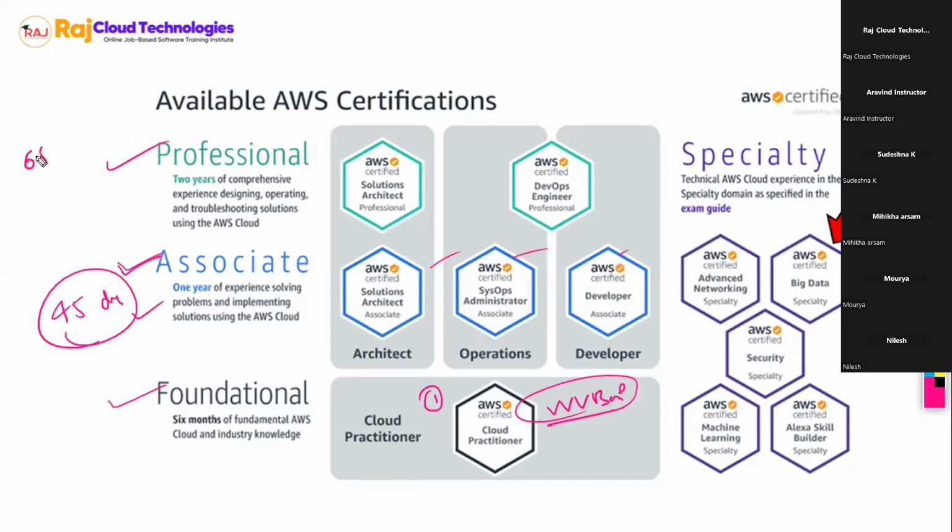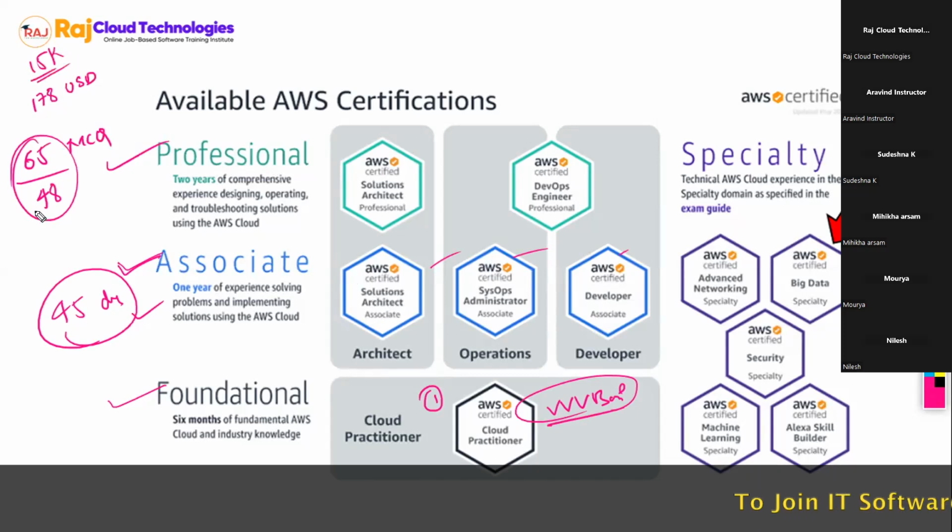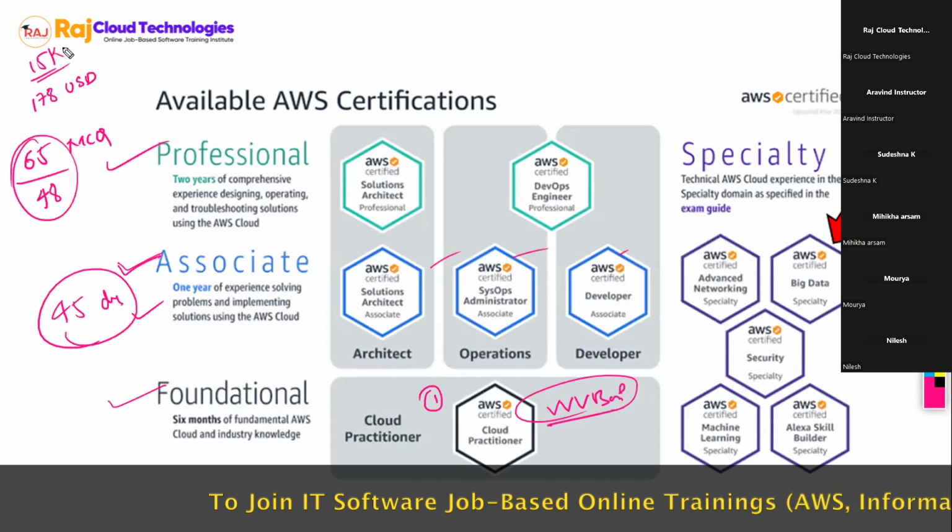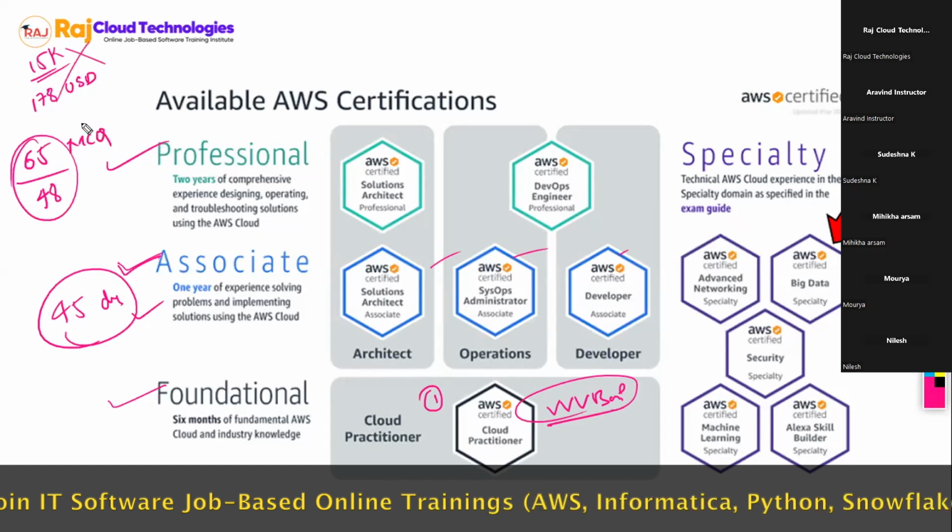They will ask 65 multiple choice questions. Out of 65, you need to attempt a minimum of 48. For the price of the certification, you need to book the slot for this AWS certification. It is around 178 US dollars, almost 15,000 Indian rupees you need to pay to get this certification. And that too, only if you pass will you get certified. Else, this money is wasted. Again, you need to book the slot, again, you need to write the examination.